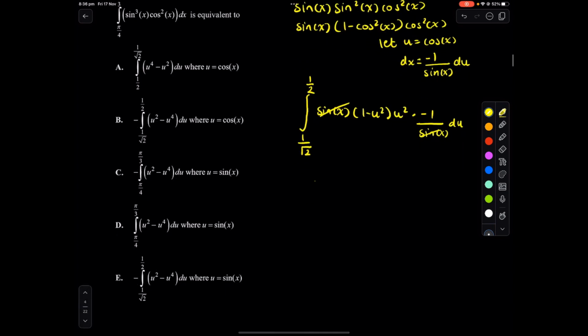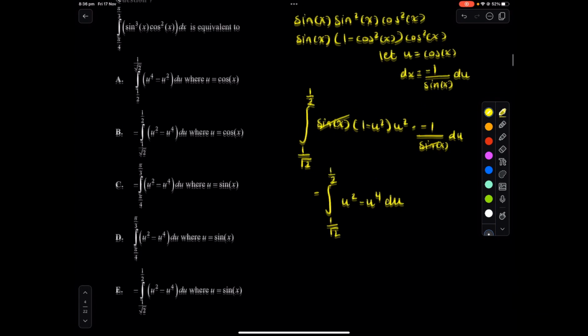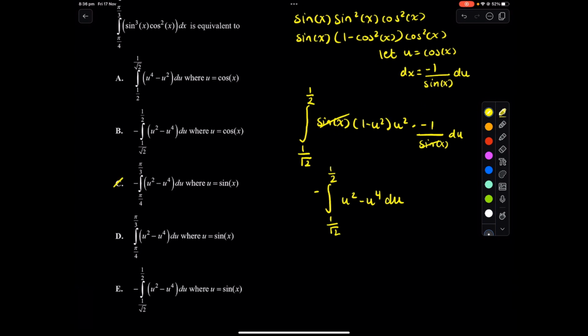So this whole expression can be written as the integral from 1 over root 2 to a half of u squared minus u to the power 4 du. So which one does that look like? So again, we let u equal what? Cos of x. So that's wrong.